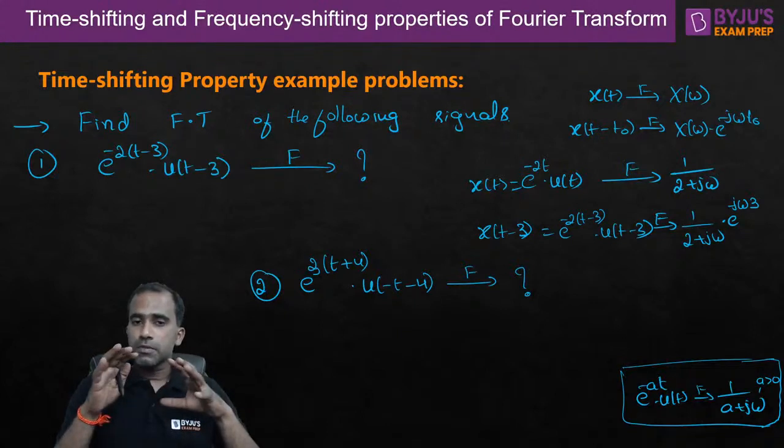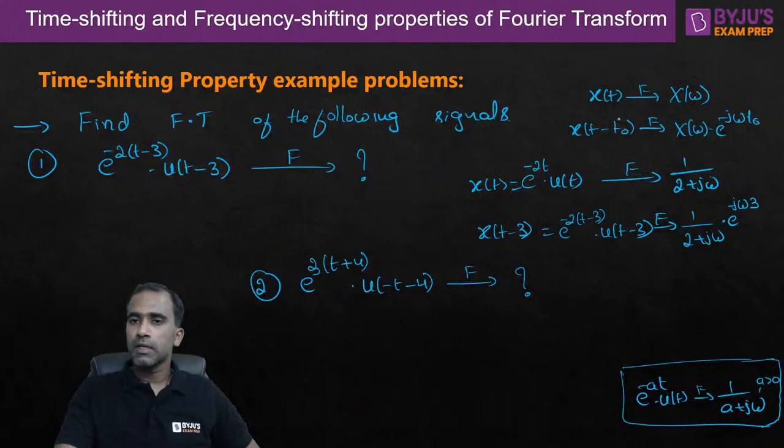All Fourier transform problems, we have to do it in a certain manner. First, you should know the property clearly. You write the property clearly. Then try to look at the signal as some basic signal, and on that basic signal, you're doing some operation. Then you get this signal. You have to look at it in that way.